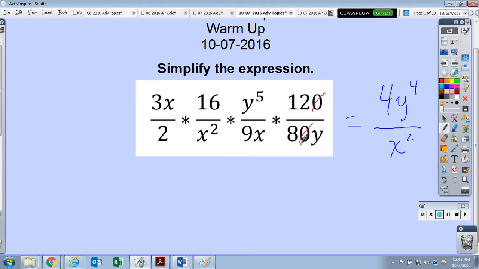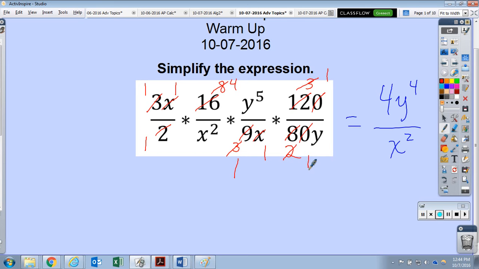I see an x and an x. Divided by x becomes a 1. Divided by x becomes a 1. 2 and 16. Divided by 2 becomes a 1. Divided by 2 becomes an 8. 3 and 9. Divided by 3 becomes a 3. Divided by 3 becomes a 1. 12 and 8. Divided by 4 becomes a 3. Divided by 4 becomes a 2. I have 3 and 3 now. Divided by 3 becomes a 1. Divided by 3 becomes a 1. 2 and 8. Divided by 2 becomes a 4. Divided by 2 becomes a 1.